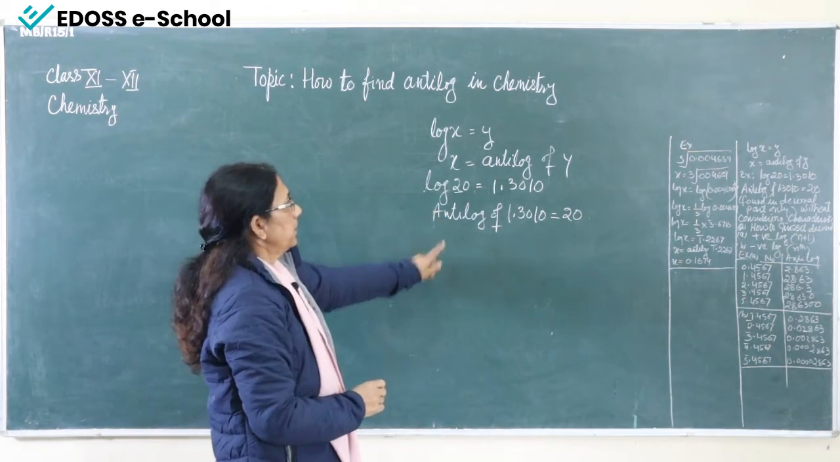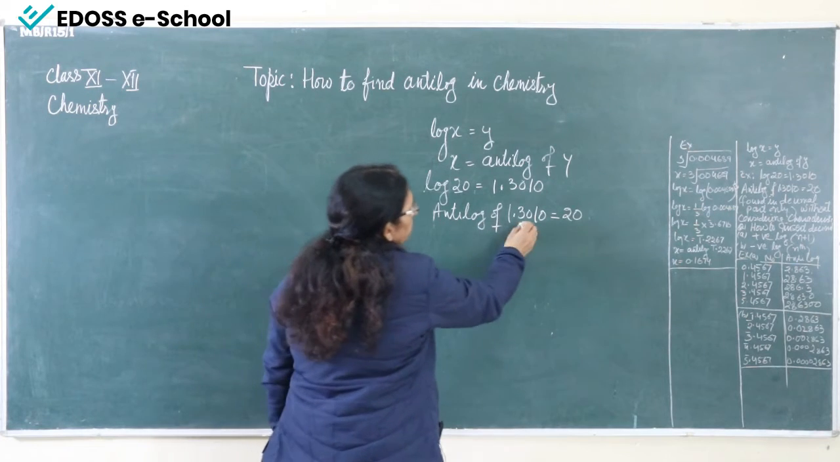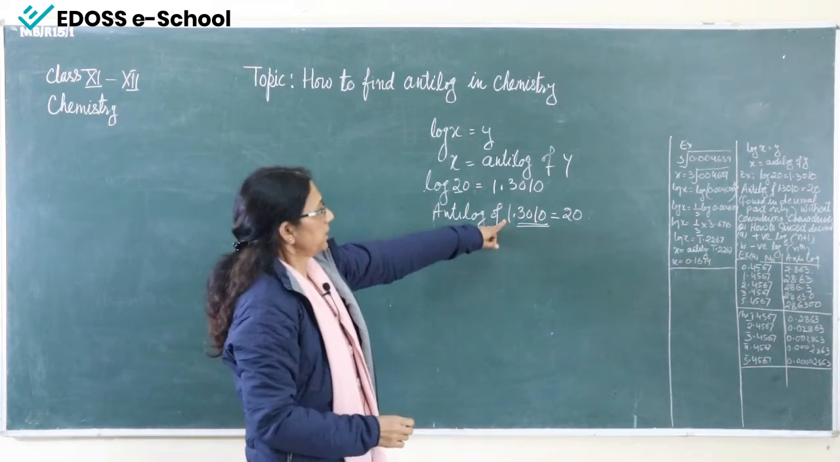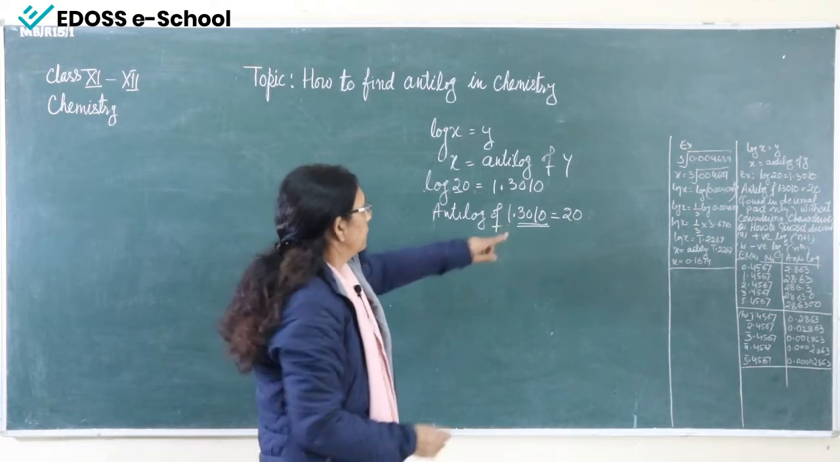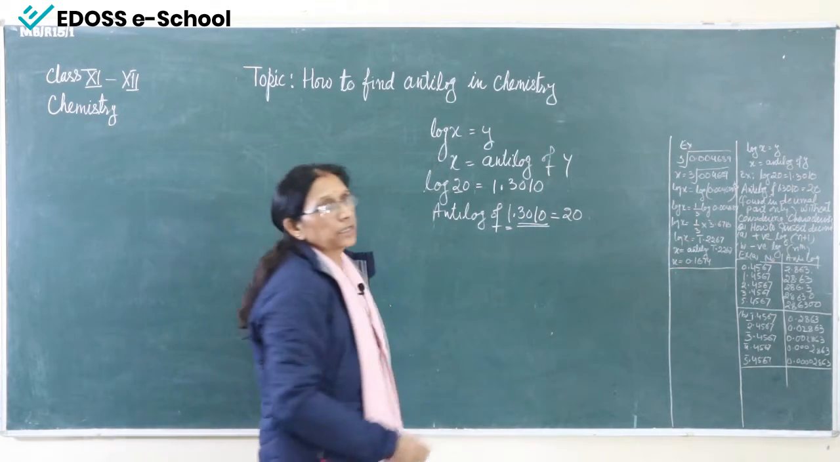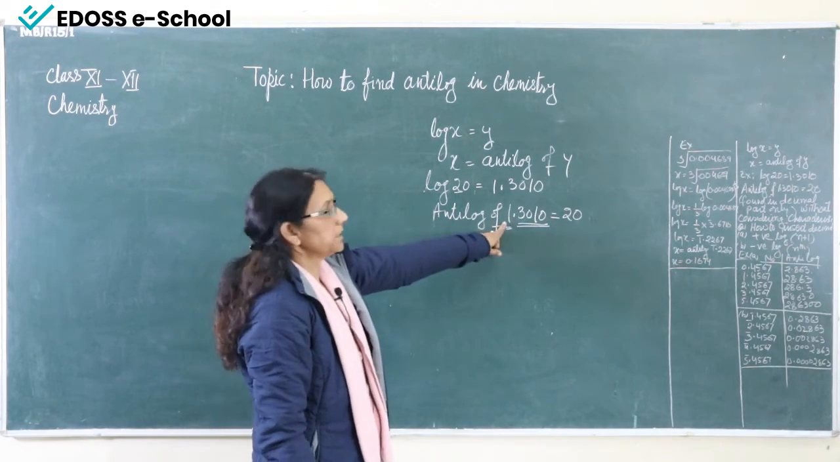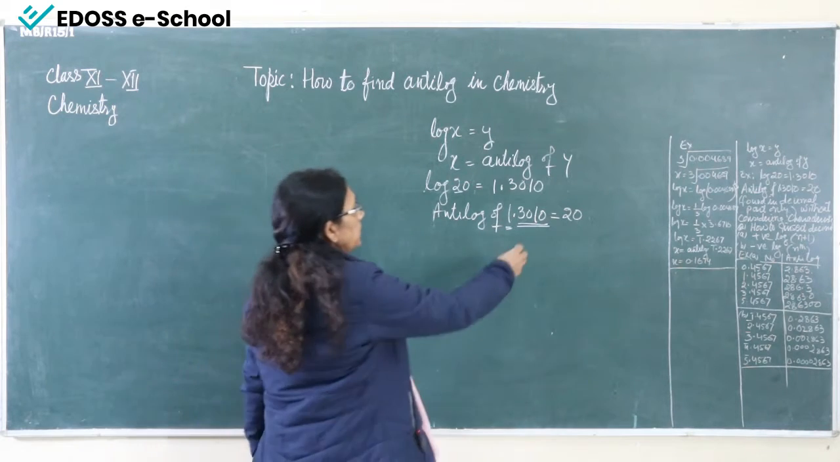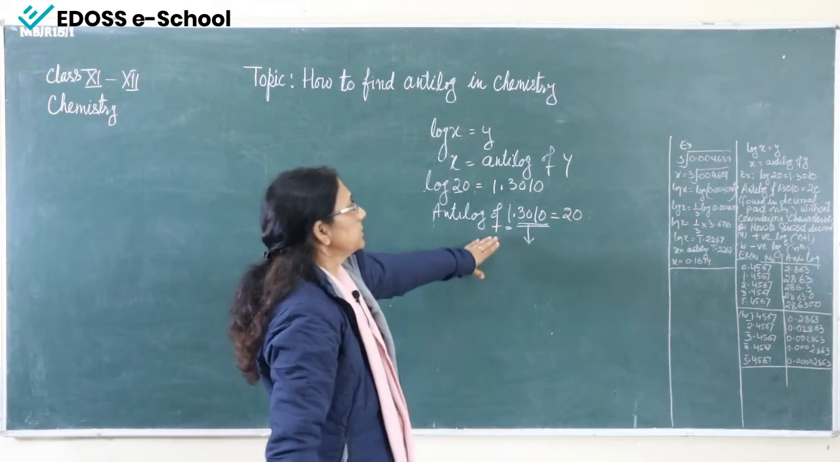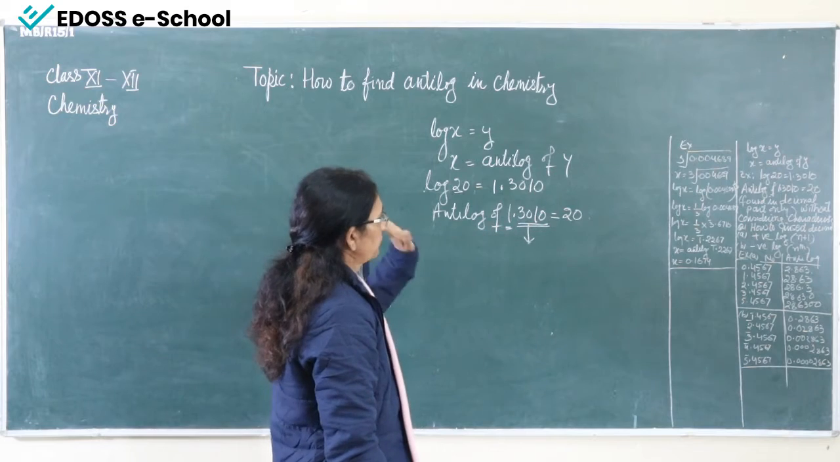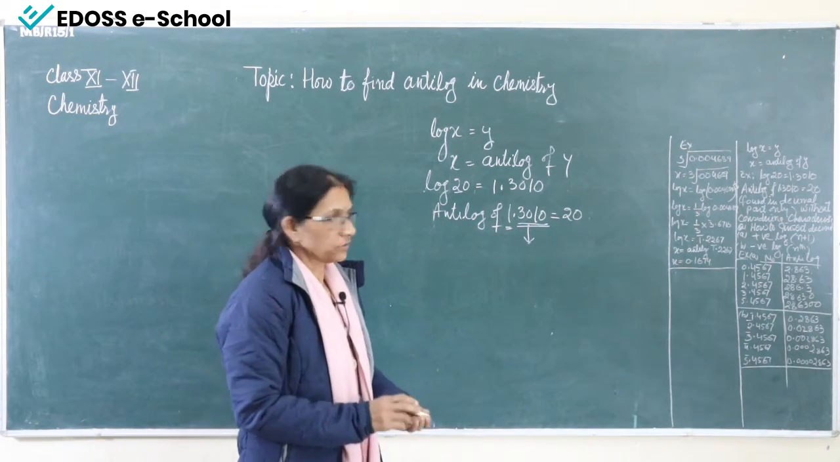And remember, antilog is always calculated from the decimal part. We do not consider the characteristic, there is no need to consider the characteristic part. Only the decimal part is important in this case.